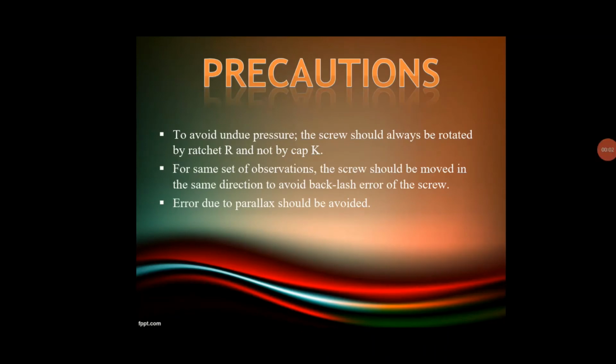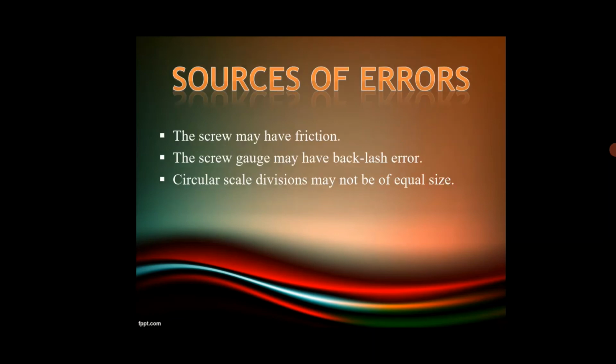Precautions. To avoid undue pressure, the screw should always be rotated by ratchet R and not by cap K. For the same set of observations, the screw should be moved in the same direction to avoid backlash error of the screw. Error due to parallax should be avoided. Sources of errors. The screw may have friction. The screw gauge may have backlash error. Circular scale divisions may not be of equal size.